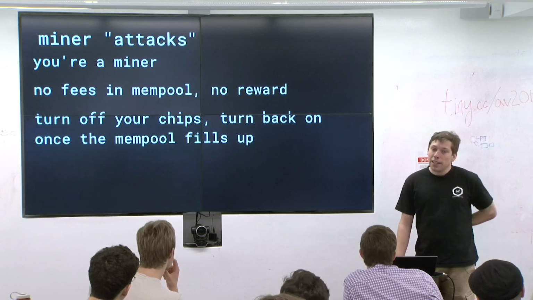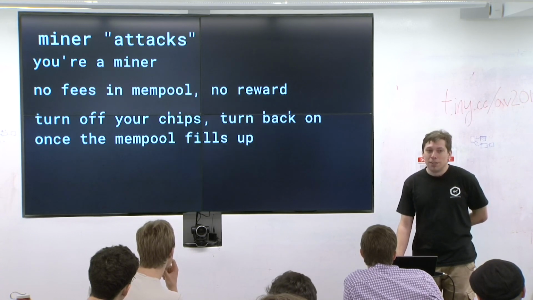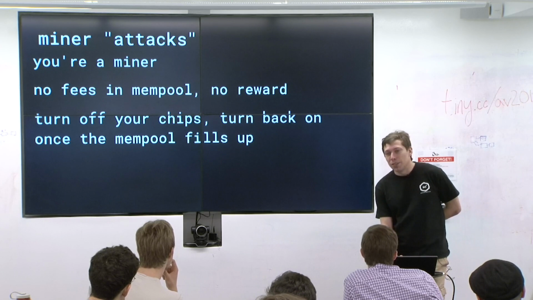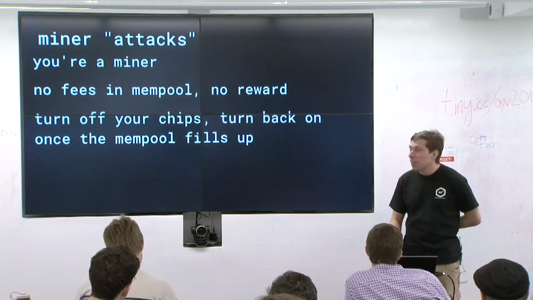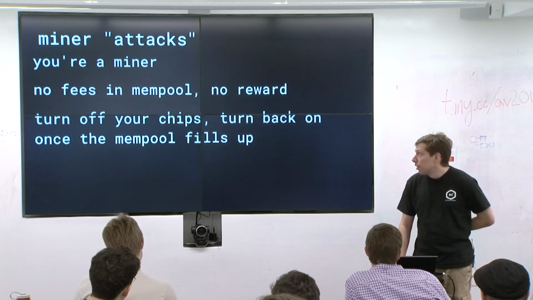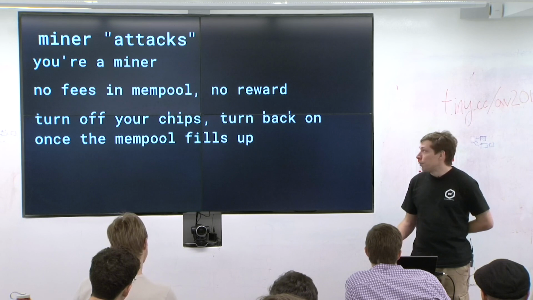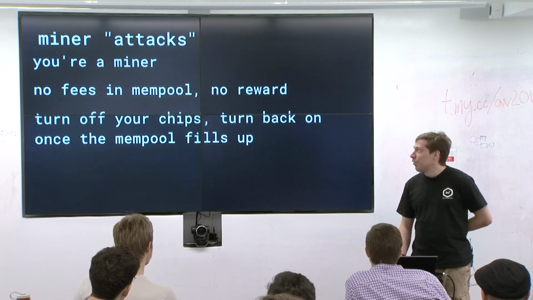You could do that, or you could be clever and say, well, I've got all these chips, and the opportunity cost, a lot of it is CapEx, the capital expense of the chips and not the electricity. So if I'm just turning off my chips, that's a huge loss for me. I want to run. I don't want to run with an empty mempool because I get nothing. What should I do? What's a fun attack?